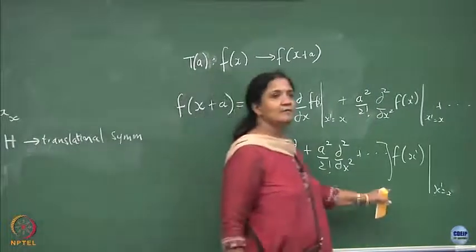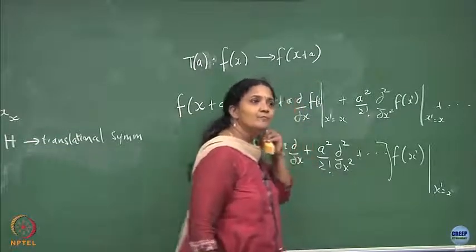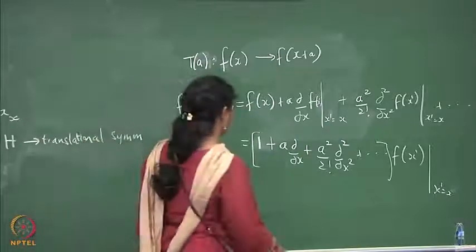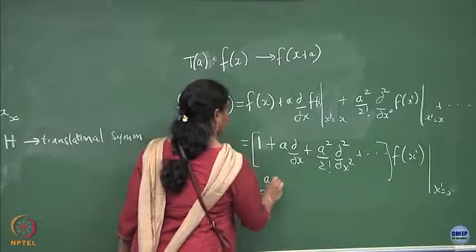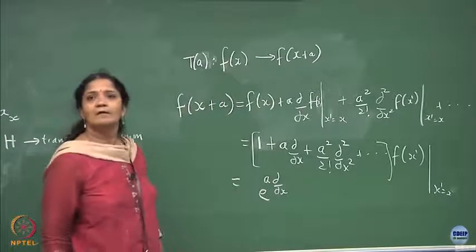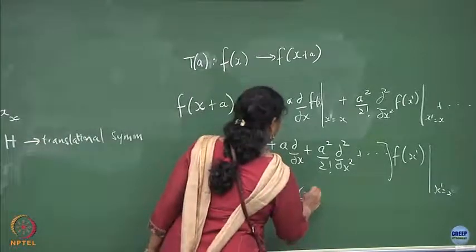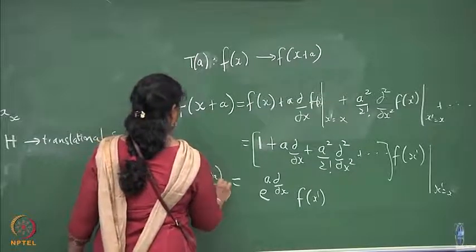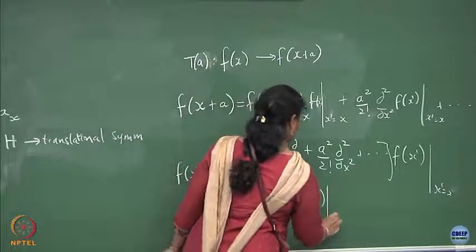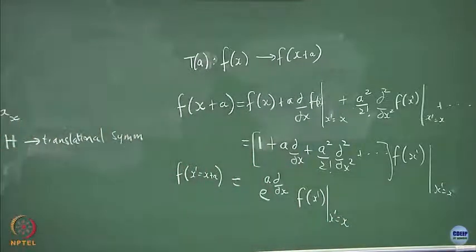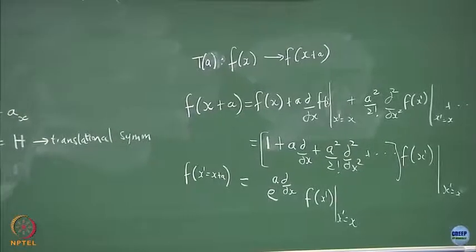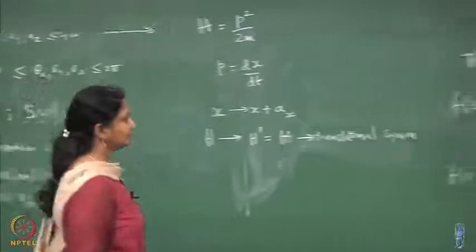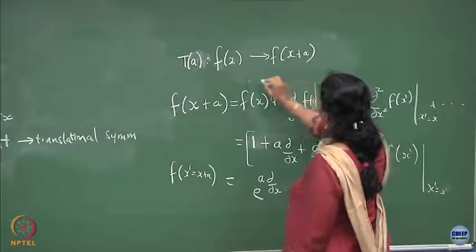Now, this expression which I have written here, can we write it in a more compact form? We can put an exponential and write it out: exponential of a del x times f of x prime. Now, what is the T operator which does the translation by a? You know that. So, from this exercise you can show that T of a is the exponential of a del by del x.